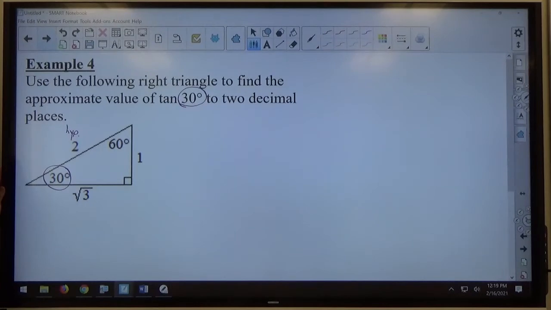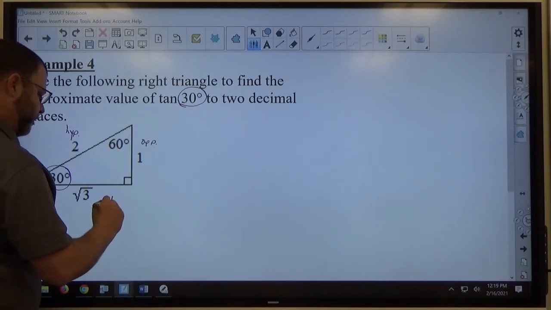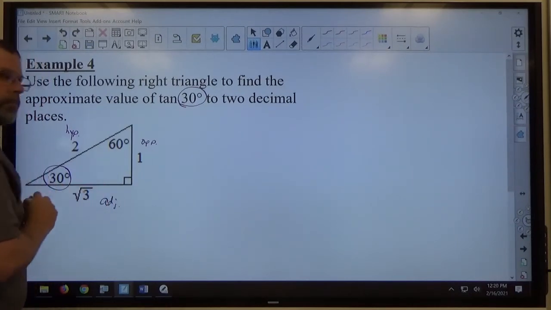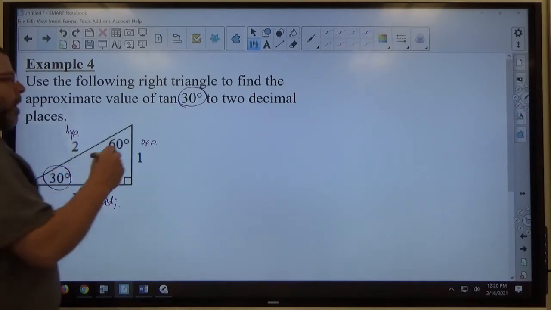Zach, which side is the opposite? The one. So that means the adjacent would have to be the square root of 3. All right. So again, identify the hypotenuse, identify the opposite, identify the adjacent of the angle you're going to work with. We're going to write down SOHCAHTOA.